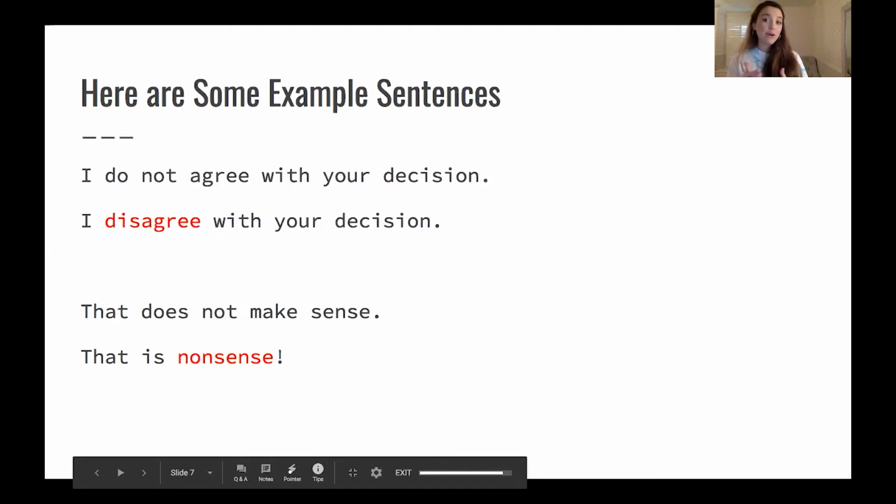And that prefix makes the word sense kind of flip the definition into nonsense. That prefix makes all the difference there. So all you have to do with one of these words is just add one of these prefixes and it will change the meaning of the whole word.